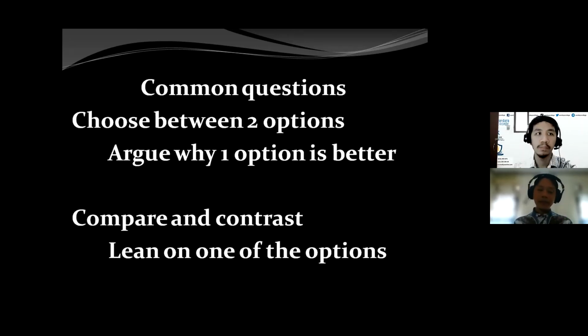So option A is good, option B is also good, but which one is good? Which actually is your decision, your opinion? You have to select either A or B. Say both are good, but I think A is better.